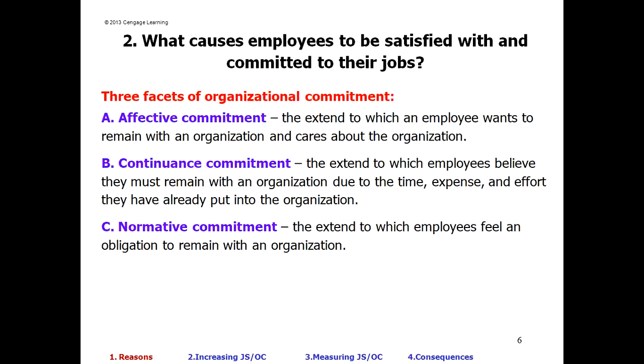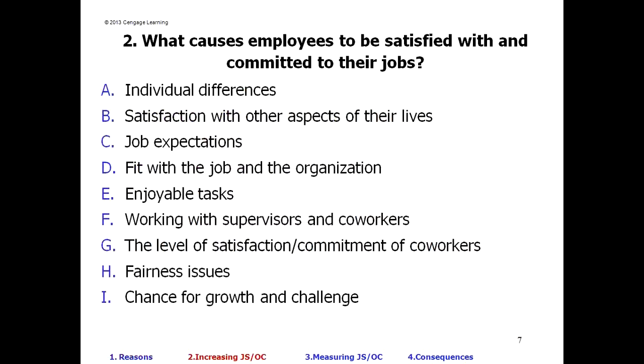The extent to which an employee wants to remain with an organization and cares about it is affective commitment. Continuance commitment is the extent to which an employee believes they must remain with an organization because of the time, expense, and effort they have already put into it. So there is a little difference between these two, A and B. And finally, normative commitment is the extent to which an employee feels an obligation to remain with an organization.